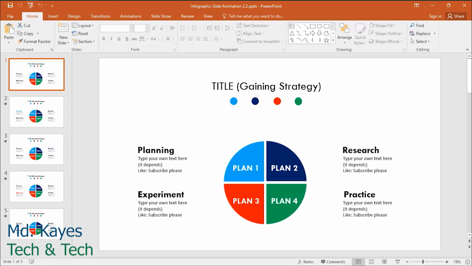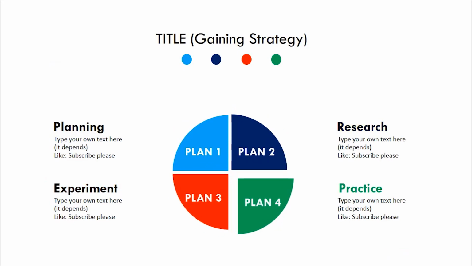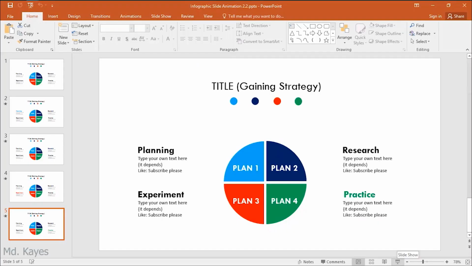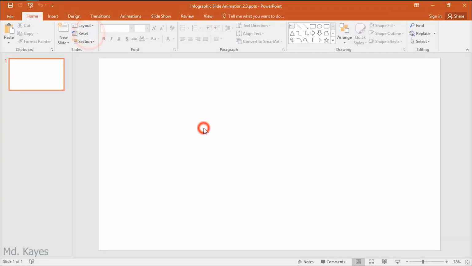As you can see, this is our final output. If we play this, we can see all the animations are working perfectly. Now to create this, we need to take a new blank slide. So I'm taking a new blank slide. Now we can start working.